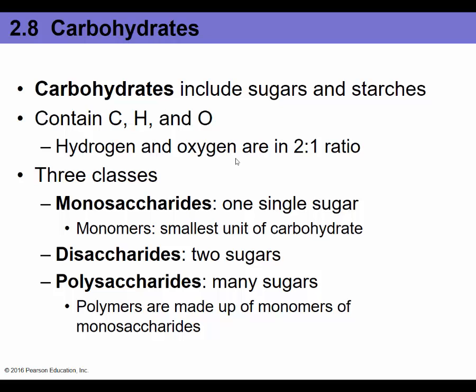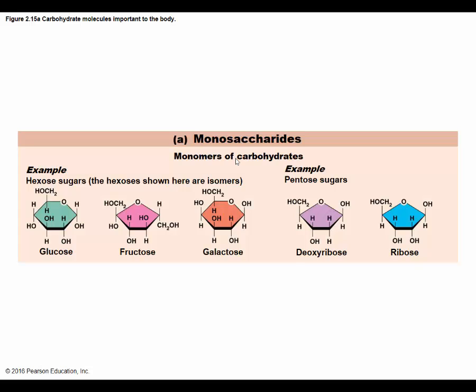So monosaccharides: mono means one, di means two, poly means many. If we look at the monomer, which is just a single sugar unit, so the glucose, all of these are monomers. You can see they're not bonded to anything else. They're just single units. So these are called monosaccharides.